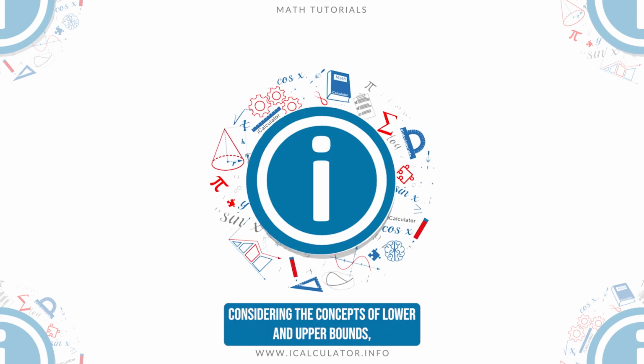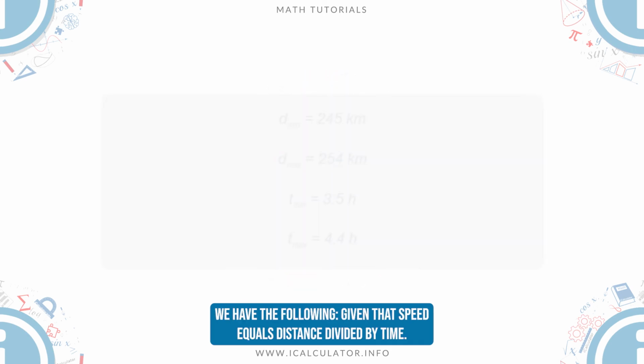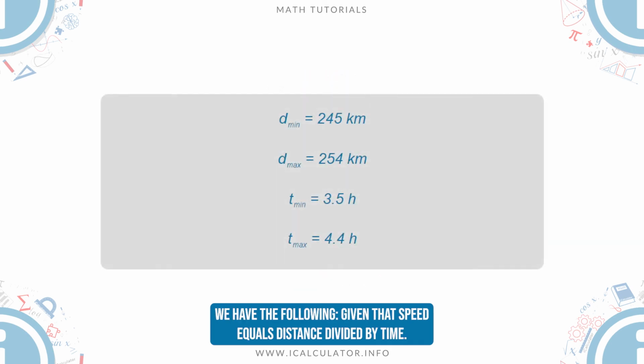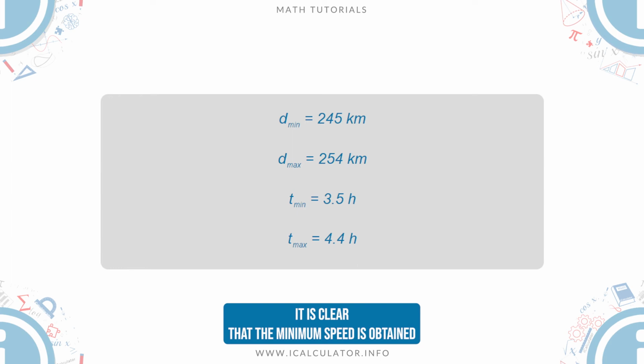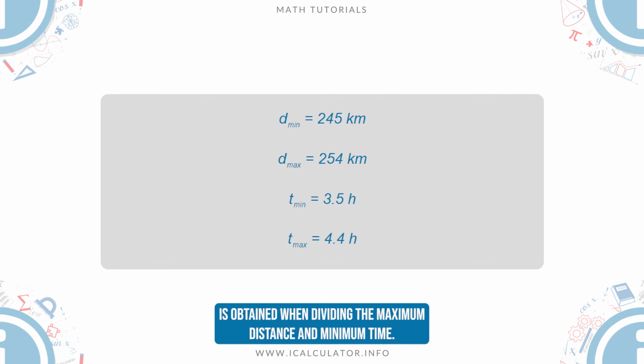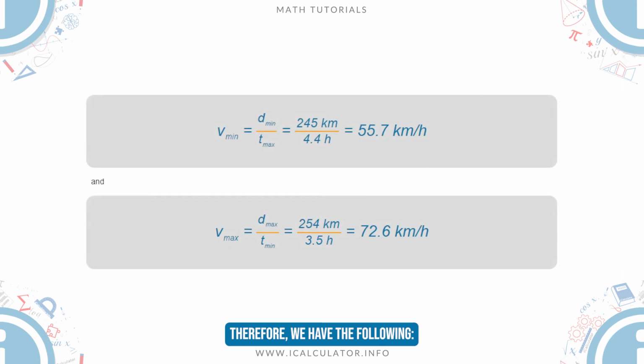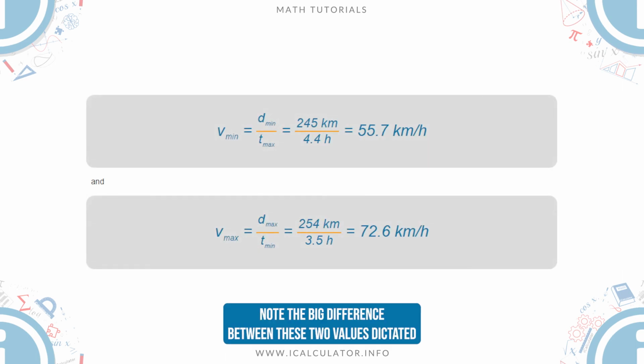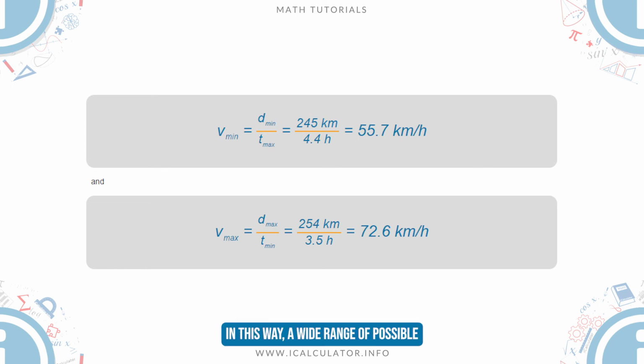Considering the concepts of lower and upper bounds, we have the following. Given that speed equals distance divided by time, it is clear that the minimum speed is obtained when dividing the minimum distance and maximum time, while the maximum speed is obtained when dividing the maximum distance and minimum time. Therefore, we have the following. Note the big difference between these two values dictated by the fact that the original values were not so precise. In this way, a wide range of possible values is produced.